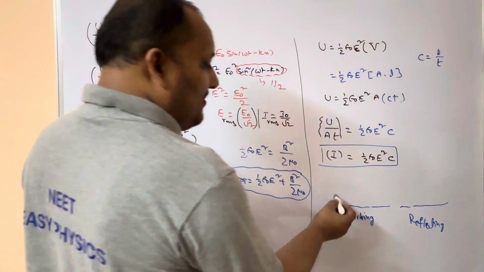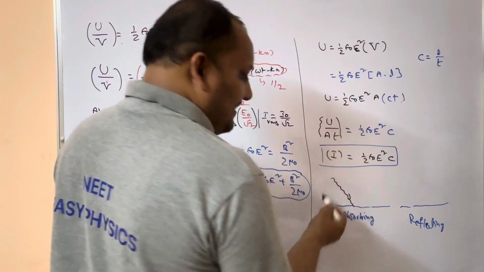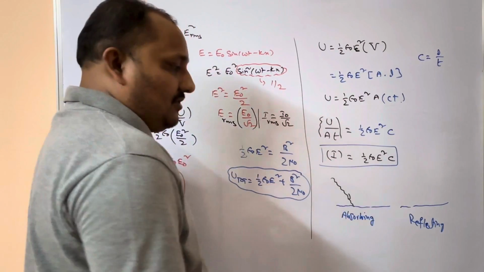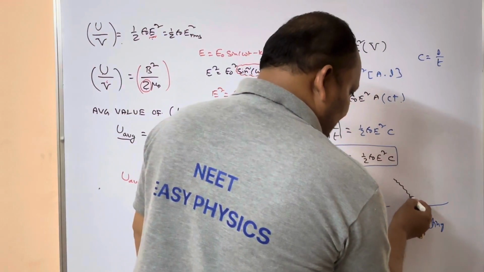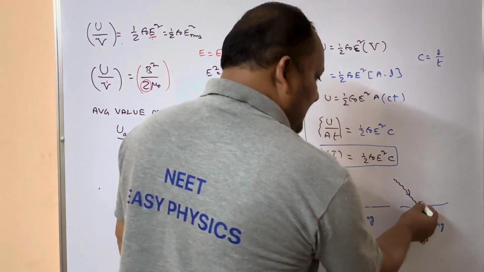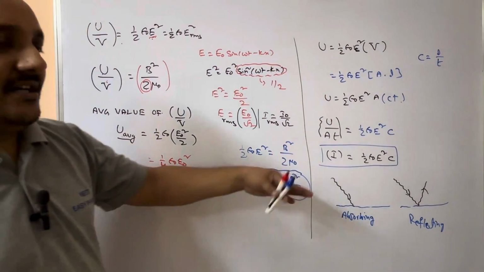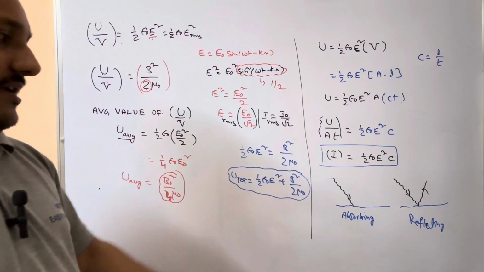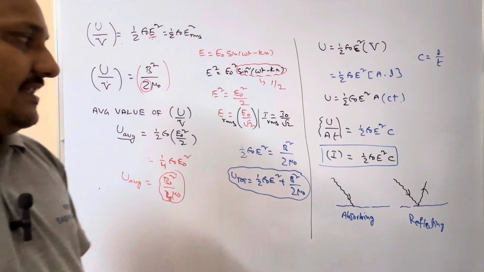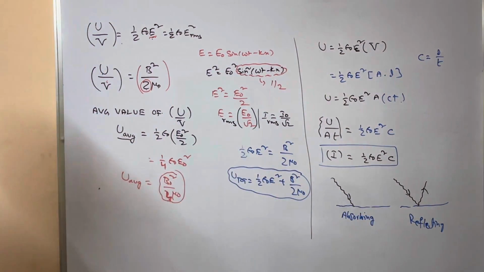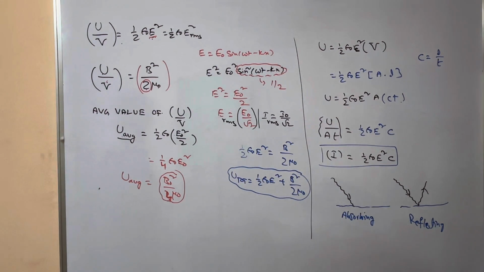For an absorbing surface, if light is incident, it is completely absorbed. Reflecting surface means whenever light is incident, it is reflected from the surface. So they are going to ask about momentum, force, pressure, and power. We will cross-check the formulas once.